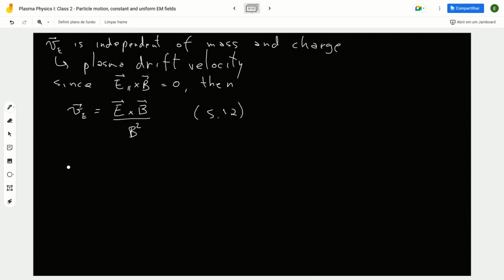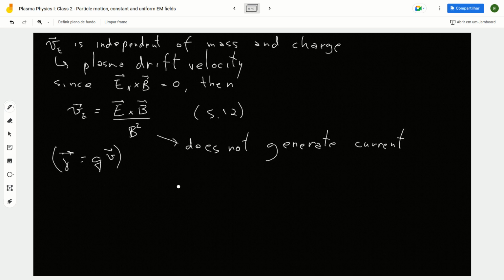Since electrons and ions are moving in the same direction, because VE is not dependent on the charge, we don't have a current. This velocity does not generate a current, because in the current you have charge times V, right? So it depends on the charge. Ions go one way and electrons go another way, and that would be a current. But this does not generate a current, because ions and electrons go in the same direction here.